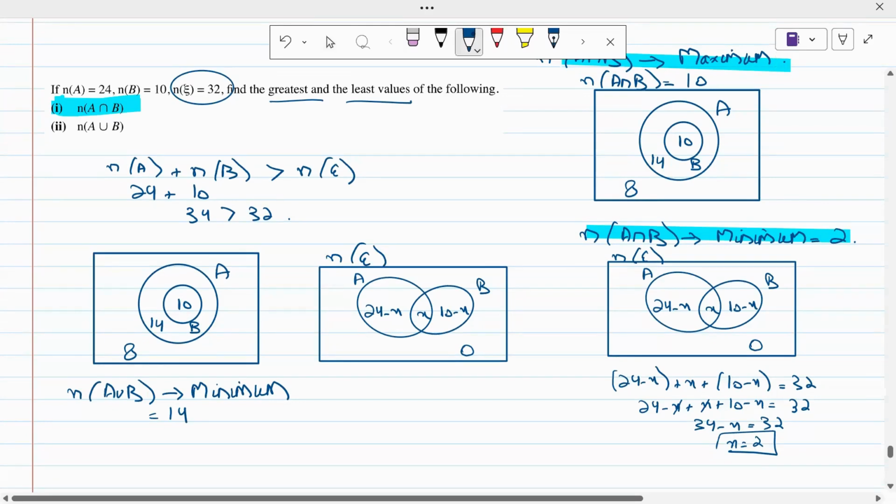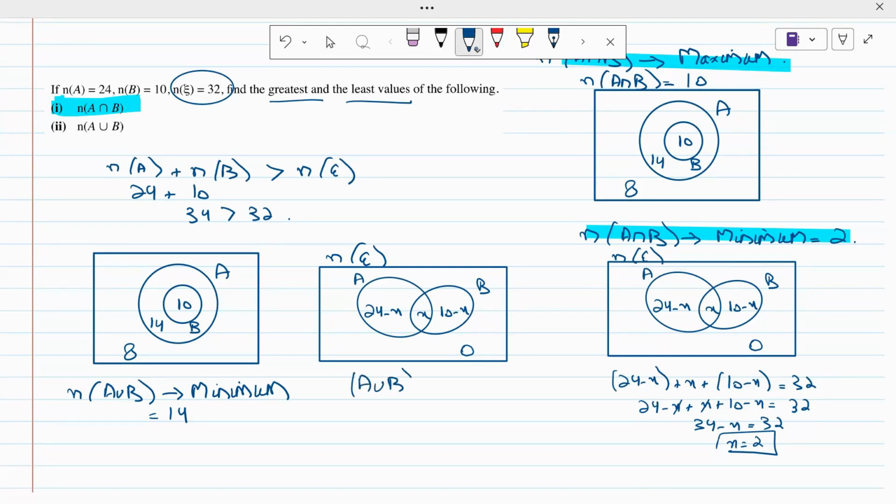Since outside value is 0, n of A union B would be equal to the universal. So the important thing is to keep this 0 for union to be maximum. So n of A union B, in this case, is the maximum. And the maximum value for n of A union B is equal to the universal set, which is 32.